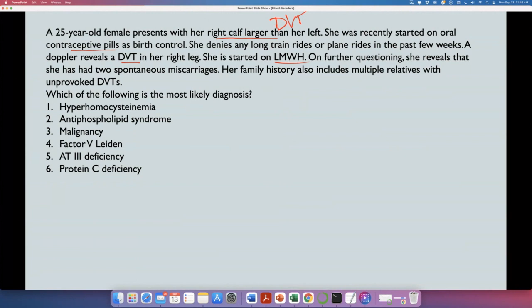Now she reveals that she had 2 spontaneous miscarriages. Family history also shows several relatives with unprovoked DVT. And there you have several options to choose from. I'm gonna give you 30 seconds to think about the likely response. Notice, young lady, several miscarriages.